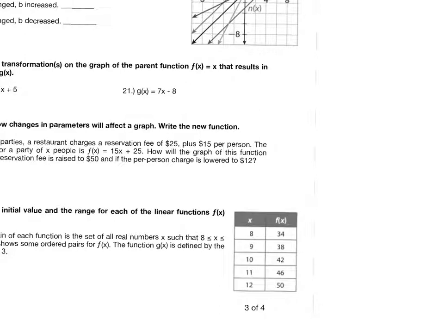Number 21, our y-intercept is now negative 8, so we shifted down 8 spaces, and our slope is now greater. So that means our line is going to be a steeper line, since our slope is greater.